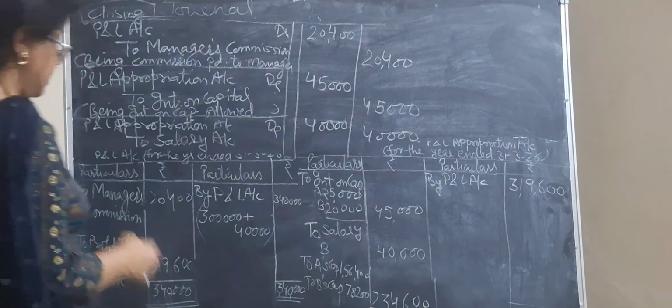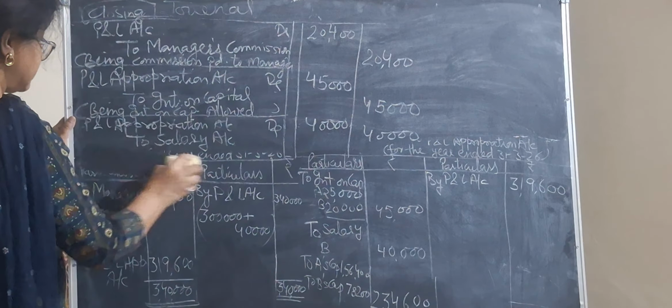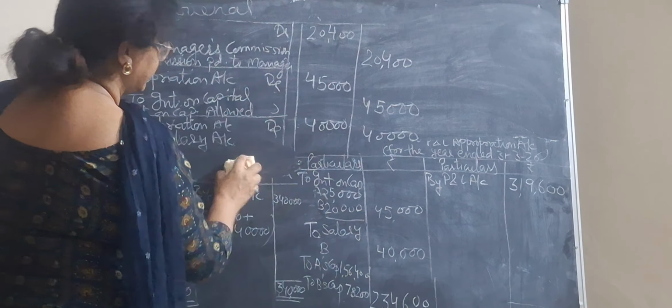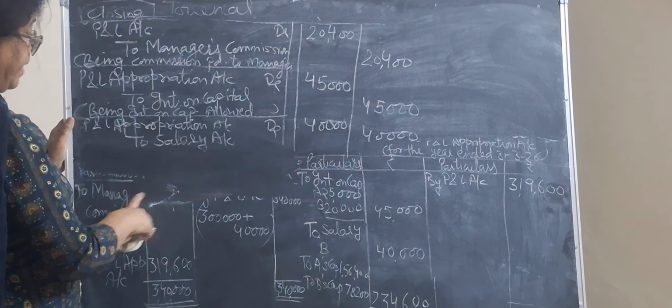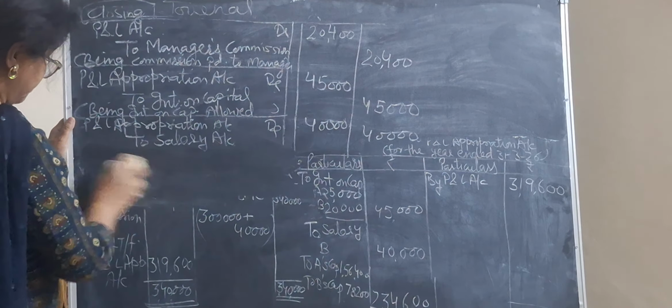Right? So I'm just erasing it. One more entry is left here: the transfer of profit from the P&L account to the P&L appropriation account.